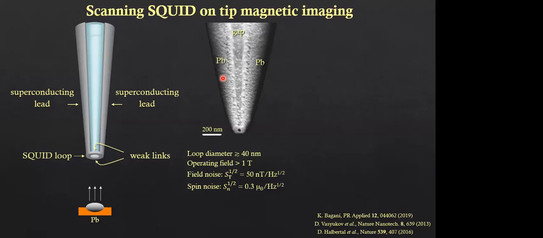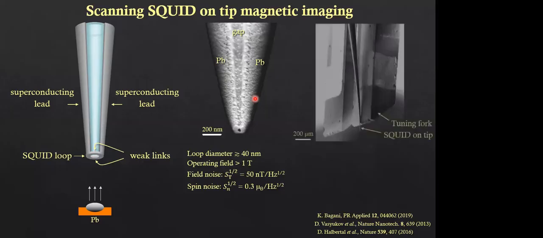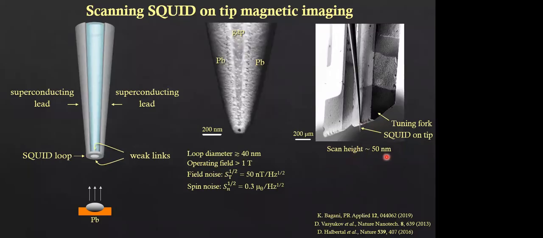Okay, so now this is the scanning SQUID. To make it really scanning, we attach it to a tuning fork, and we use the tuning fork to bring the tip close to the surface of the device, and then we do our scanning. We can scan at a height of about 50 nanometers. So the tip and the tuning fork are hovering over the device at a 50 nanometer height.